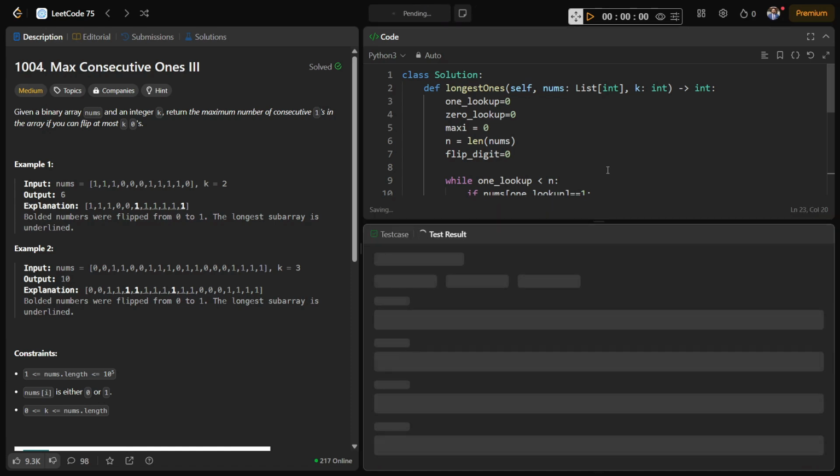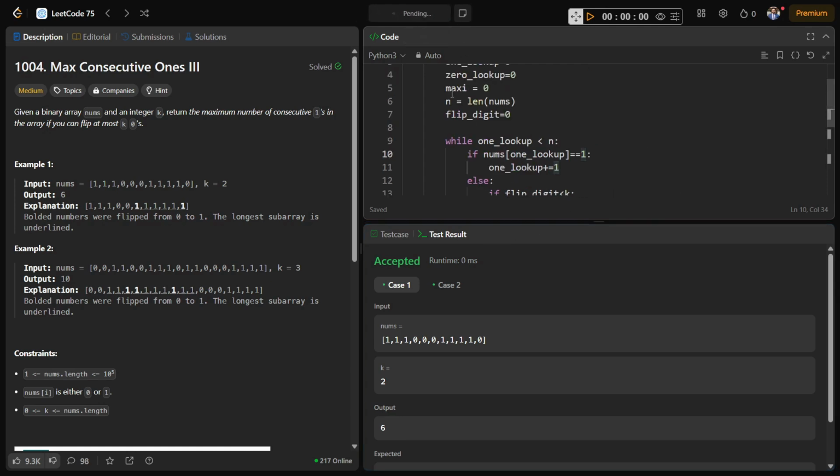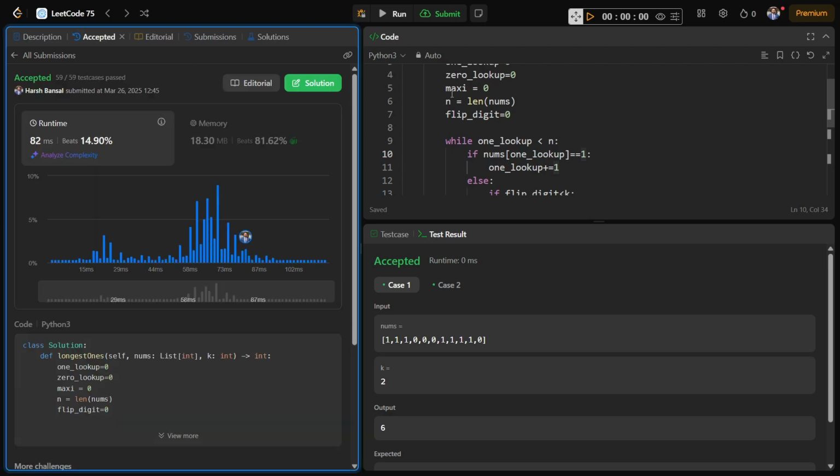Let's submit the solution and see. Yeah, our test case got passed. Now let's submit the solution. Okay, we have successfully submitted our solution.